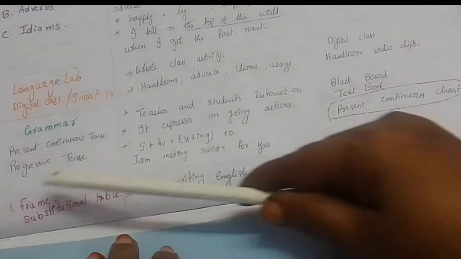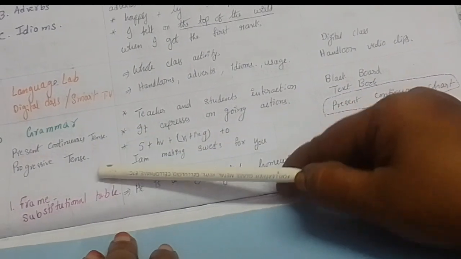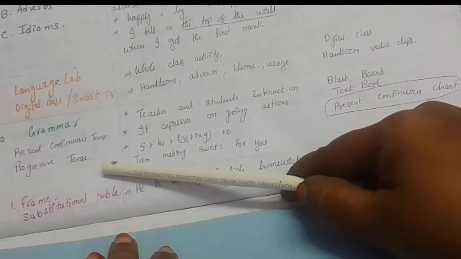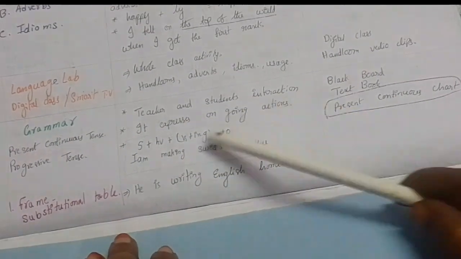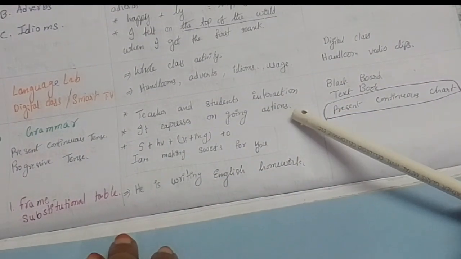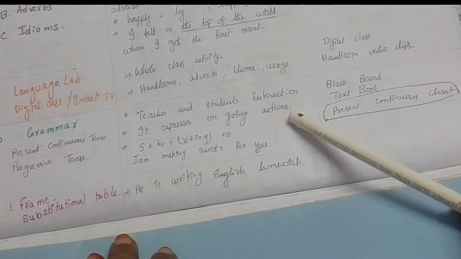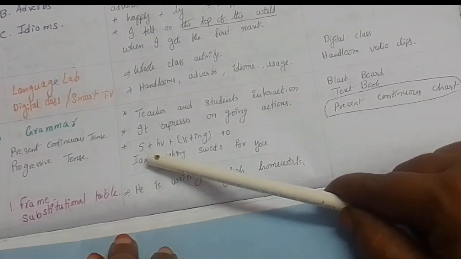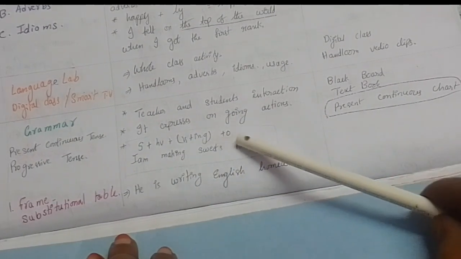Okay, and in the 10th period, we deal with the topic grammar. Here, the present continuous tense. This is also called the progressive tense. Here is the teacher and students interaction. It expresses ongoing actions. So present continuous tense expresses ongoing actions. Okay, the formula is subject plus helping verb plus V1 plus ing. That means base verb plus ing and object.